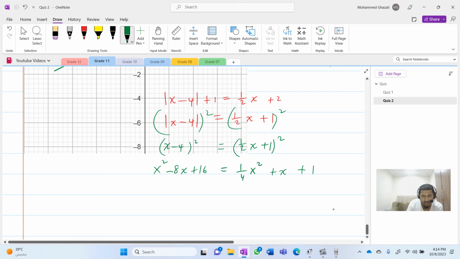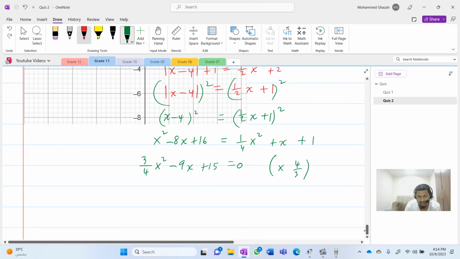Solving all this, 1x squared minus quarter x squared is 3 quarter x squared. Minus 8x minus x is minus 9x. And 16 minus 1 is plus 15, which is equal to 0. Now we need to make this into standard form, in other words, make this a 1 in the front. So we'll multiply every single term by 4 over 3. Multiplying by 4 over 3 gives me this equation. So you have an option of solving either by graphs or using the algebra.